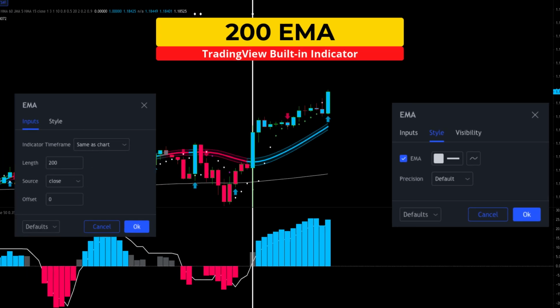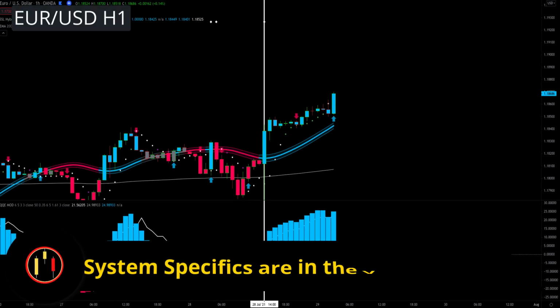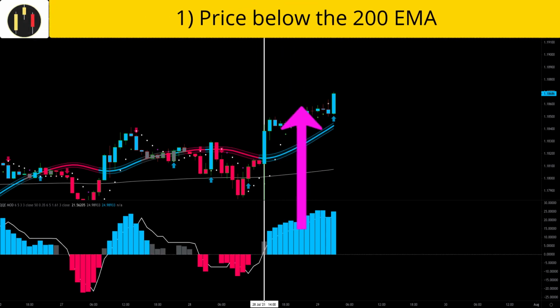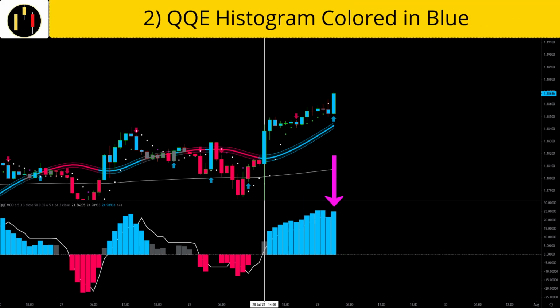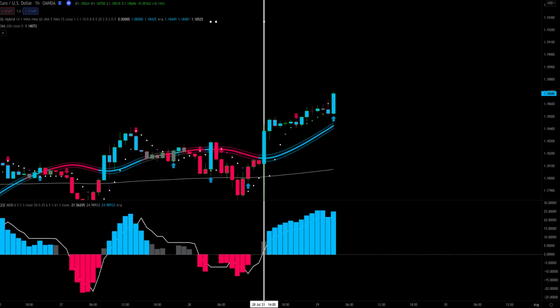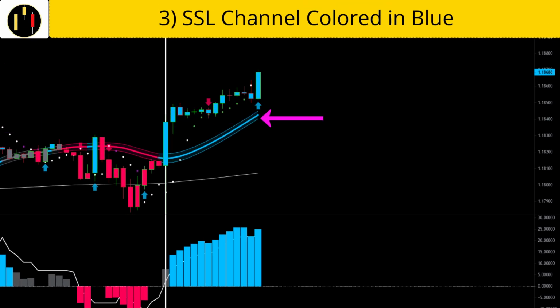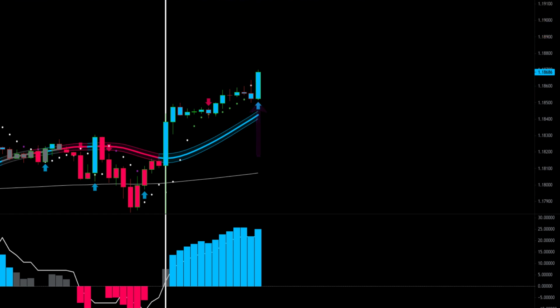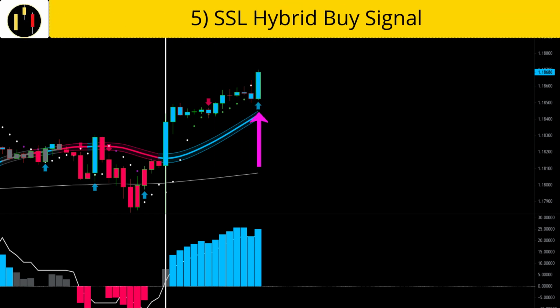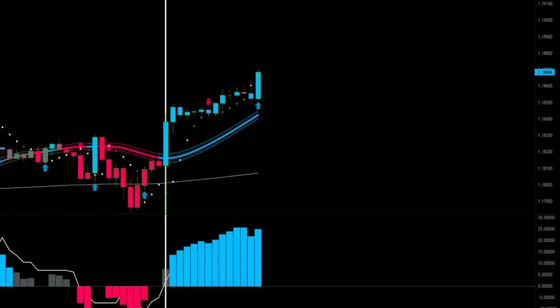Let's go over some examples. This chart is Euro versus the US dollar, 1-hour candles. The rules to enter a long on this system are: first, price must be above the 200 exponential moving average. Second, we are looking for the QQE mod to show a blue histogram bar. Third, the SSL channel needs to be blue. Fourth, the candle must be a solid blue. And finally, we need a blue up arrow on the SSL hybrid, which is our buy signal. All of that happens on this candle here. That is our trigger candle.